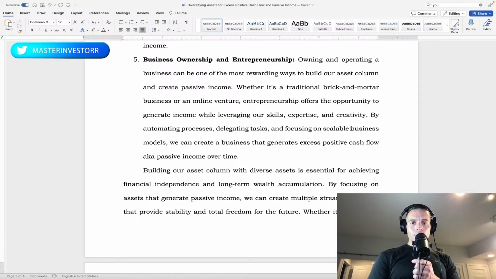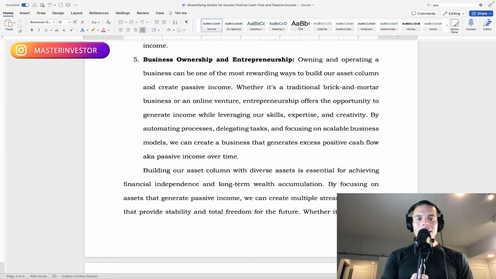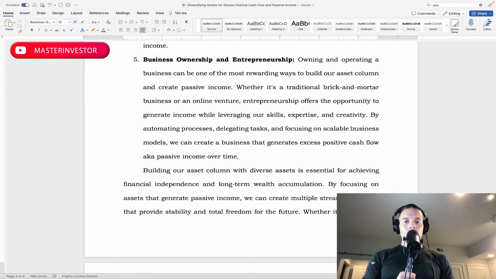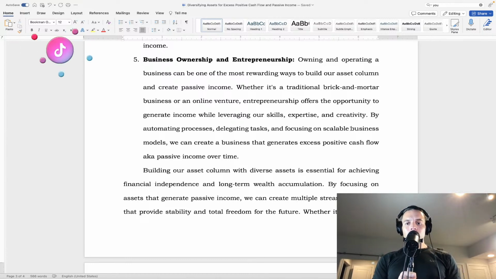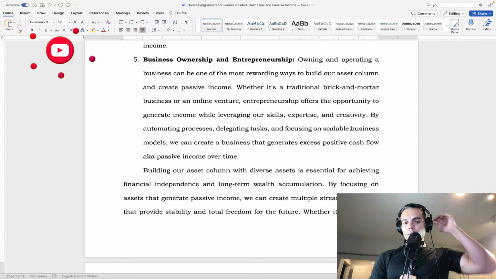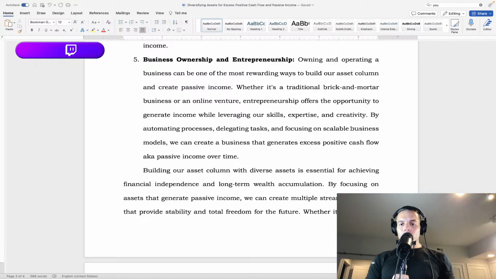Business ownership and entrepreneurship. Owning and operating a business can be one of the most rewarding ways to build our asset column and create passive income. Whether it is a traditional brick and mortar business or an online venture, entrepreneurship offers the opportunity to generate income while leveraging our skills, expertise, and creativity. By automating processes, delegating tasks, and focusing on scalable business models, we can create a business that generates excess positive cash flow, aka passive income, over time. Building our asset column with diverse assets is essential for achieving financial independence and long-term wealth accumulation.